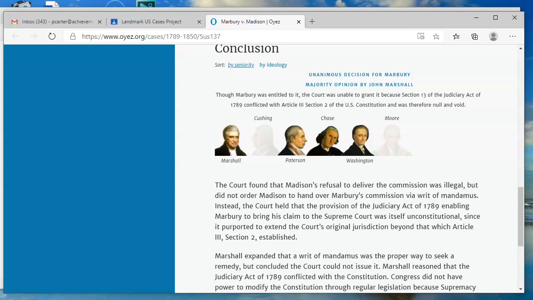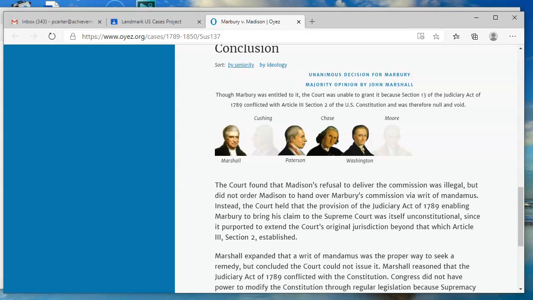Now, here's a conclusion. Though Marbury was entitled to it, the court was unable to grant it because Section 13 of the Judiciary Act of 1789 conflicted with Article 3, Section 2 of the U.S. Constitution and was therefore null and void. Wow, that's a mouthful, huh? Null and void means doesn't count.